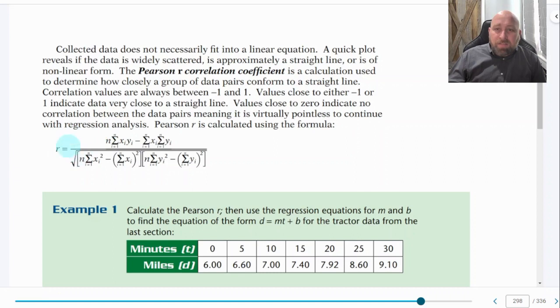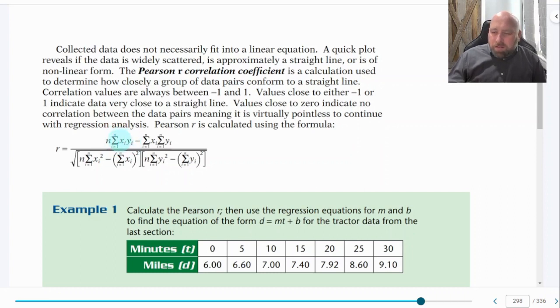It's this formula right here. So if we take R equals, and here's a sum. Okay, so this is n. What is n? That's the number of values you're dealing with. And then you have this times the sum of xy.